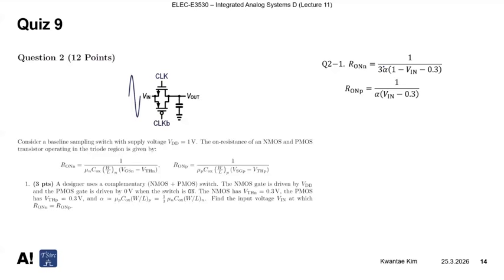PMOS transistor is switched on. Then VSG: the source is Vin, the gate is 0, so you get Vin minus 0.3 volt. And the coefficients are alpha and 3 alpha. Just making each side equal, you get an input voltage of 0.6 volt.